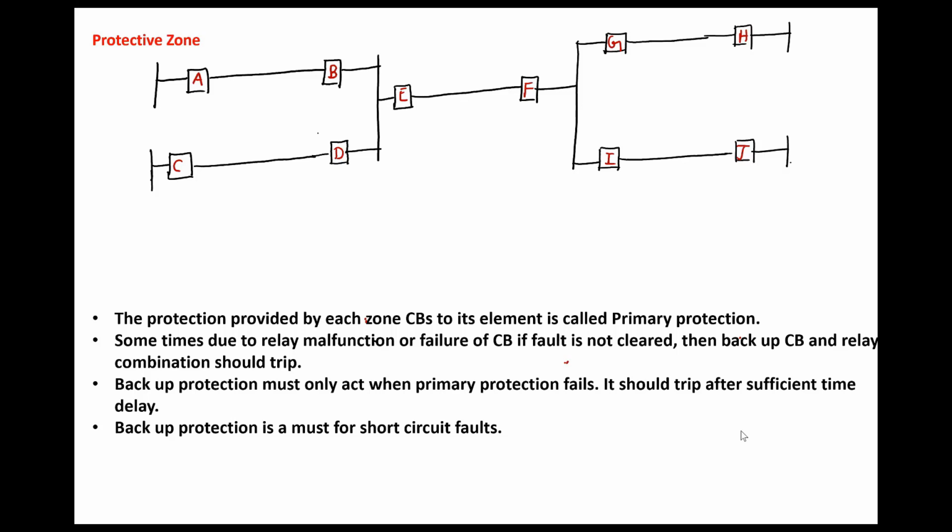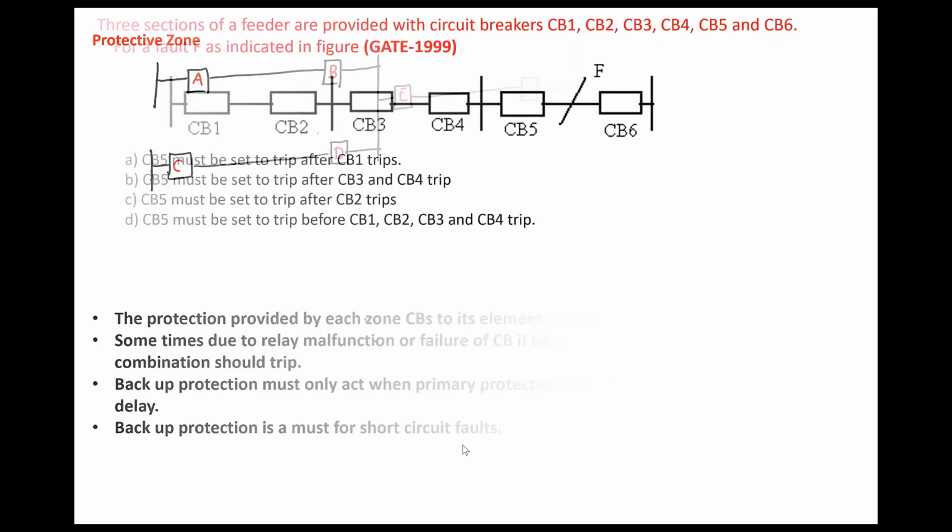And we also discussed that primary protection should not be overreached. That means the secondary protection should offer sufficient time delay for the primary protection to act first. Understand? So backup protection should only act when the primary protection fails. So all this we have discussed. Let us take an example.